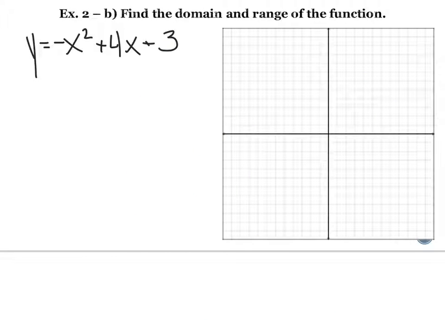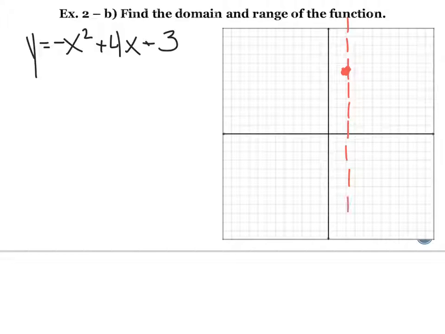Part 2 is finding the domain and the range. So what I want to do first, just to kind of give you a visual, is let's graph this so we can talk about what the domain and range looks like. We just found out that the vertex is 2, 7. So I'm going to go ahead and plot that point so you get the visual. 1, 2, 3, 4, 5, 6, 7. Okay? And that's my axis of symmetry.